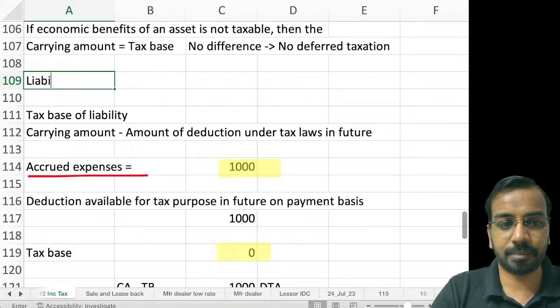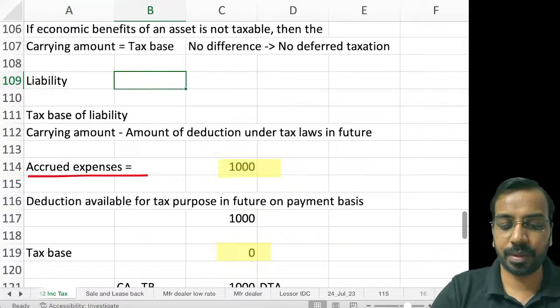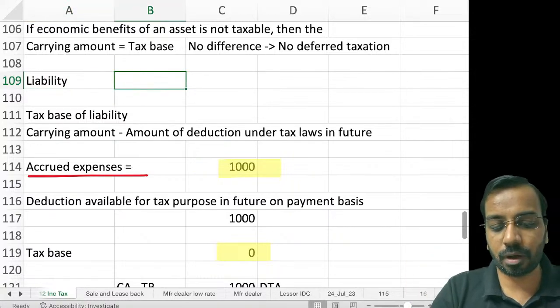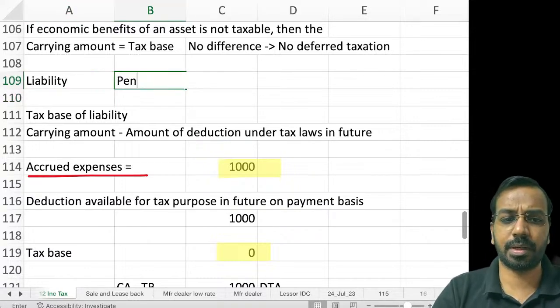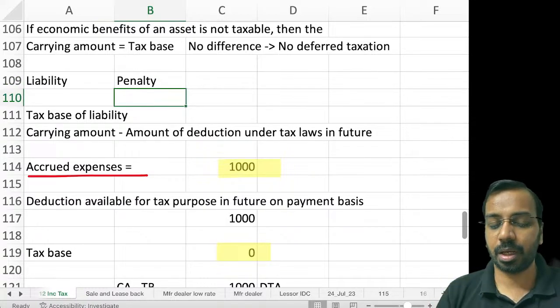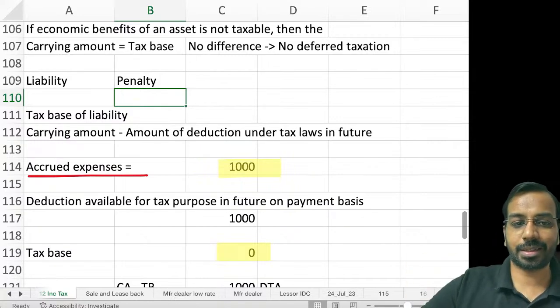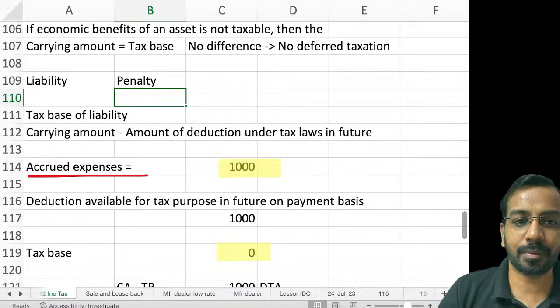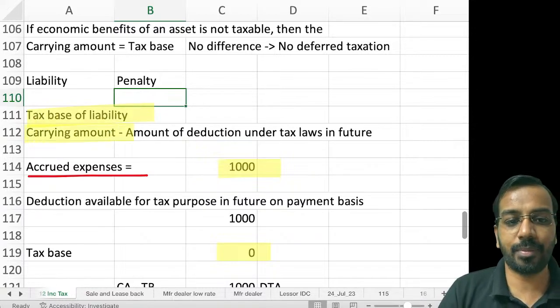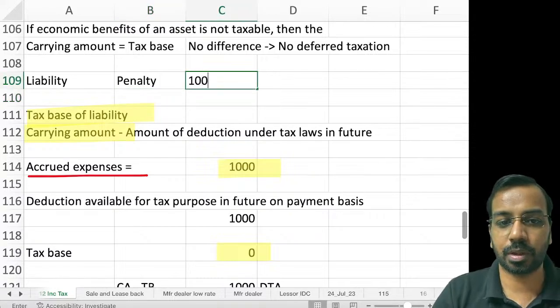there is a liability. This liability is for, let us say, wages payable. Not wages, but penalty payable. Liability is for penalty. Now this penalty will not be allowed for taxation purpose. Then what will happen? My tax base of liability will be the carrying amount of liability. So let us say this is 1000.